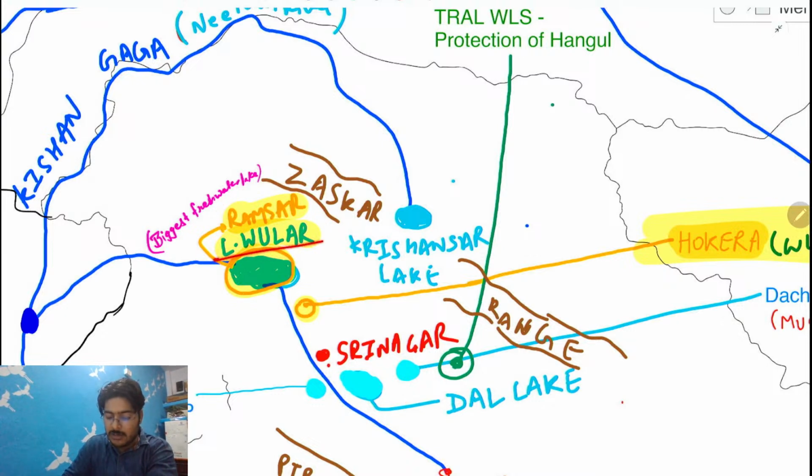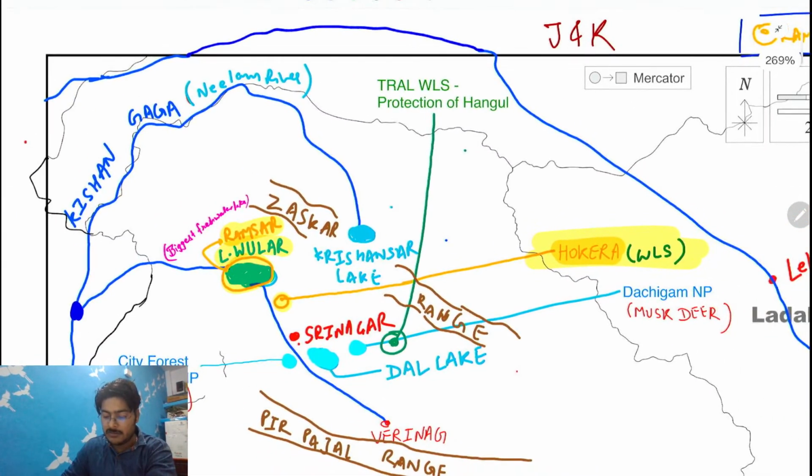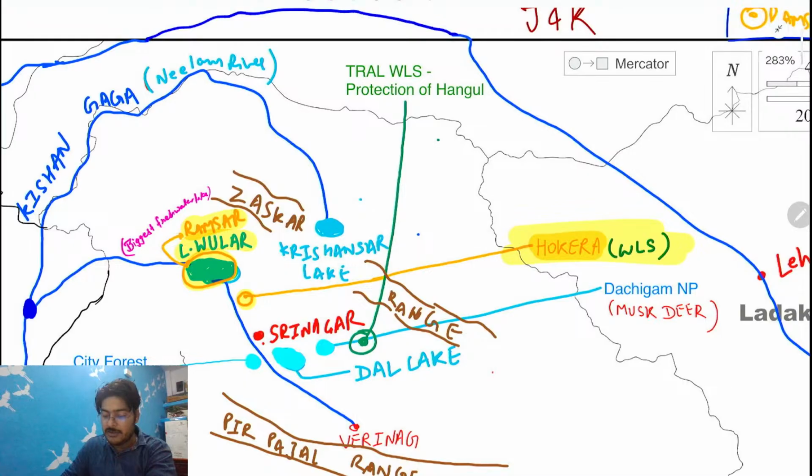This is the Wular Lake, which is the largest freshwater lake. It is the biggest freshwater lake, Wular Lake. And then we have this Dal Lake. And here what we have is the Kishtwar Lake. Clear? And here you have one wildlife sanctuary, which is the Hokera Wildlife Sanctuary, also there in the JNK.